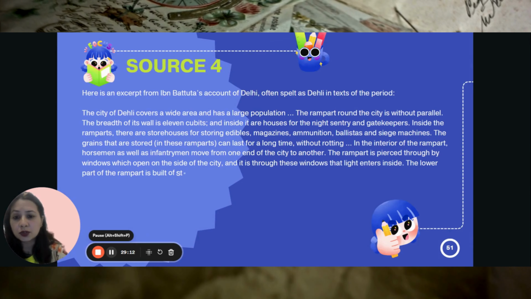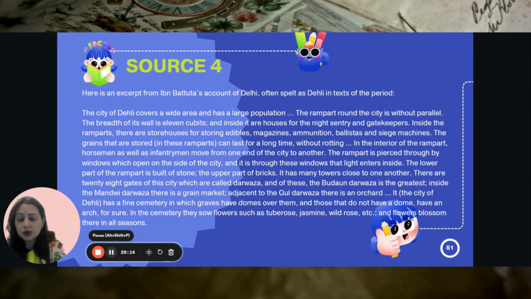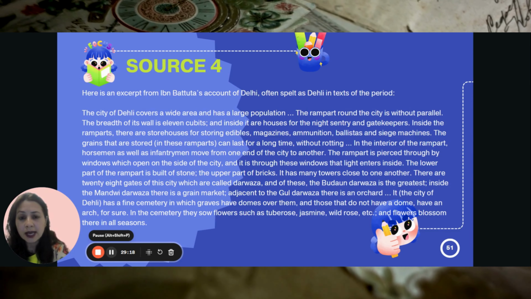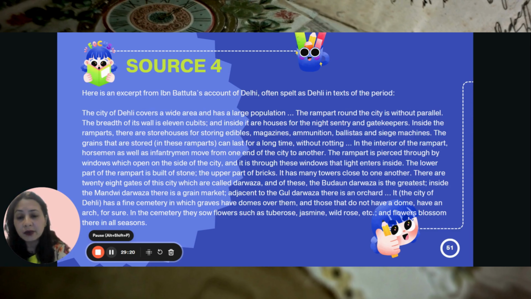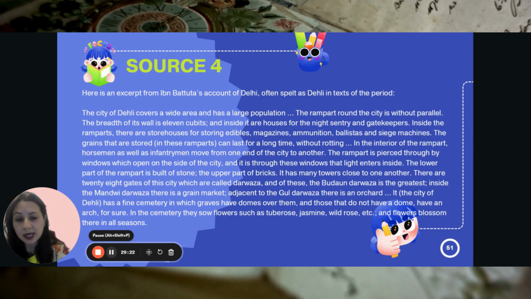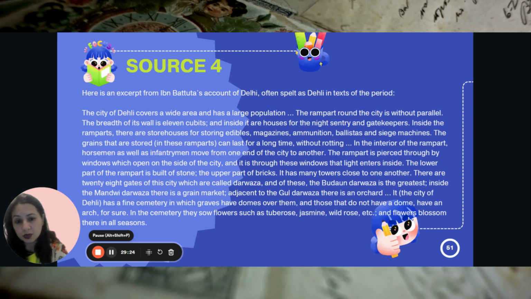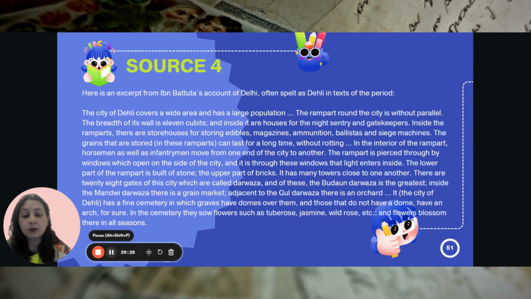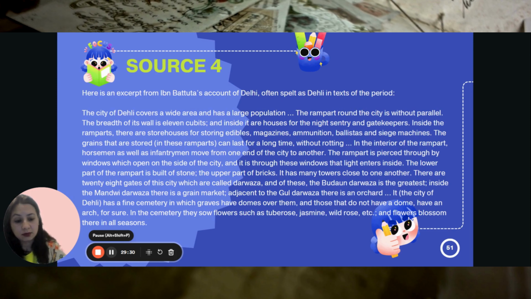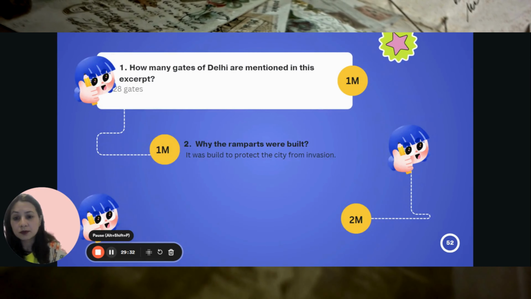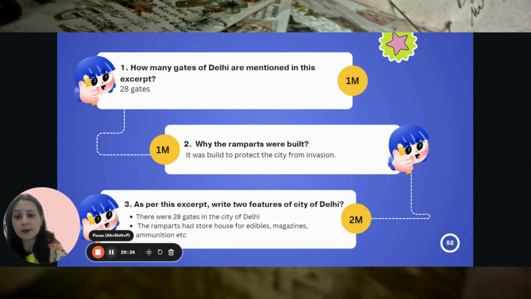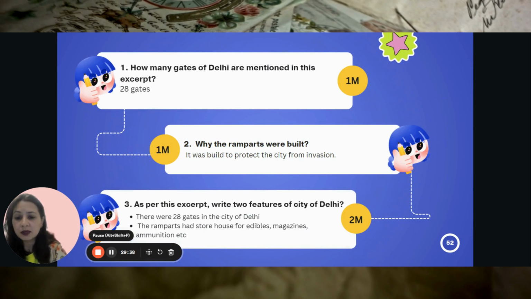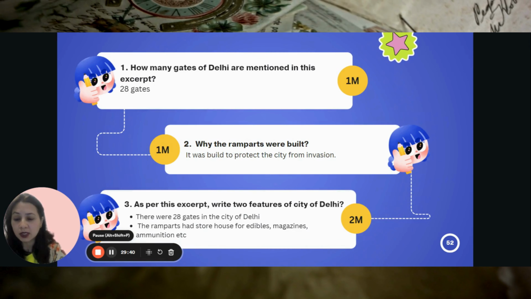Now the fourth source talks about the accounts of Ibn Battuta, and he has vividly written about two cities of India, Delhi and Daulatabad. So he has spoken about the Indian bazaars, the population, the opportunities. First question is, how many gates of Delhi are mentioned in this excerpt? 28. Direct. Why were the ramparts built? It was for protecting the city from invasion.